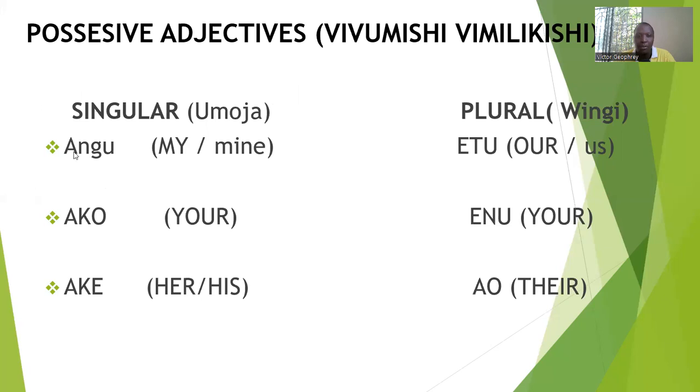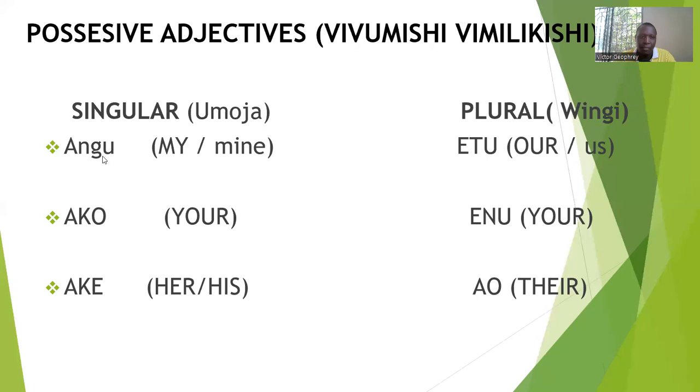Wangu. So angu it will be wangu. Here, you add W, it will be wetu. Then ako, you add W, it will be wako. Enu, you add W, it will be wenu. Ake, you add W, it will be wake. Ao, you add W, it will be wao.